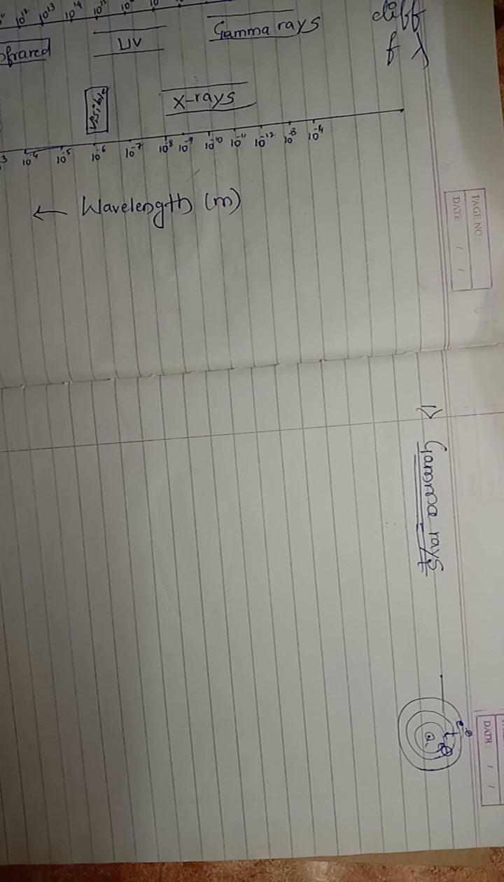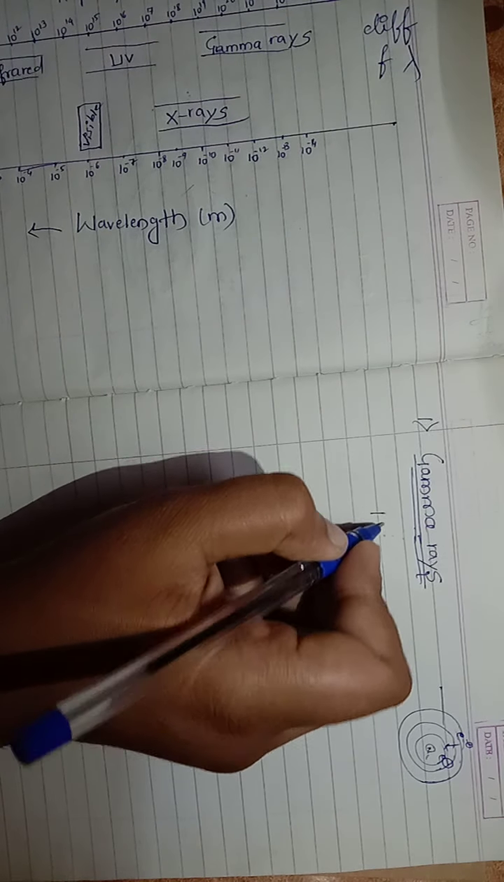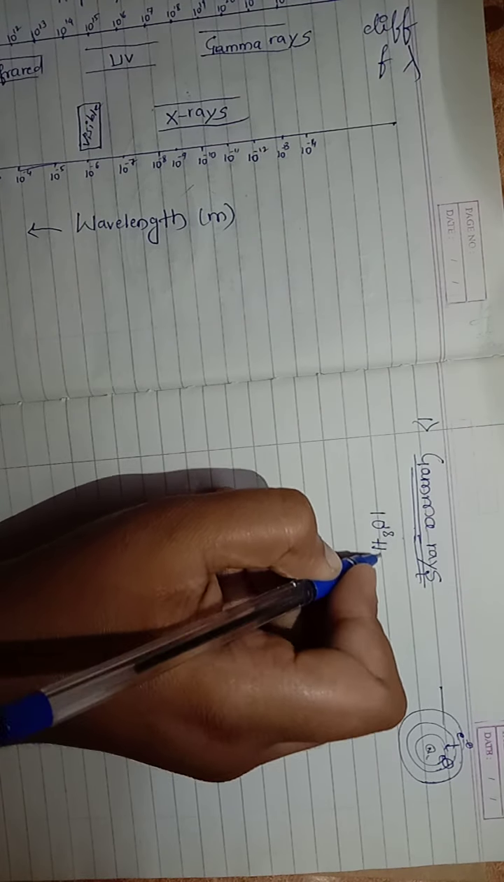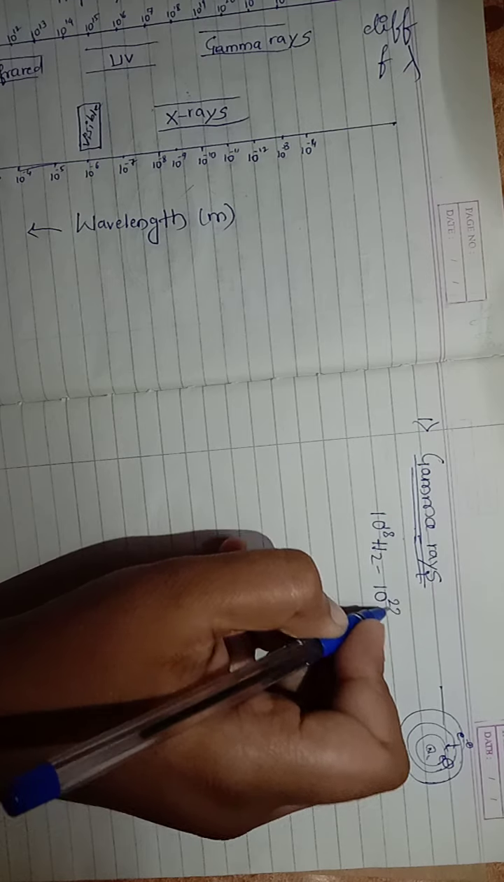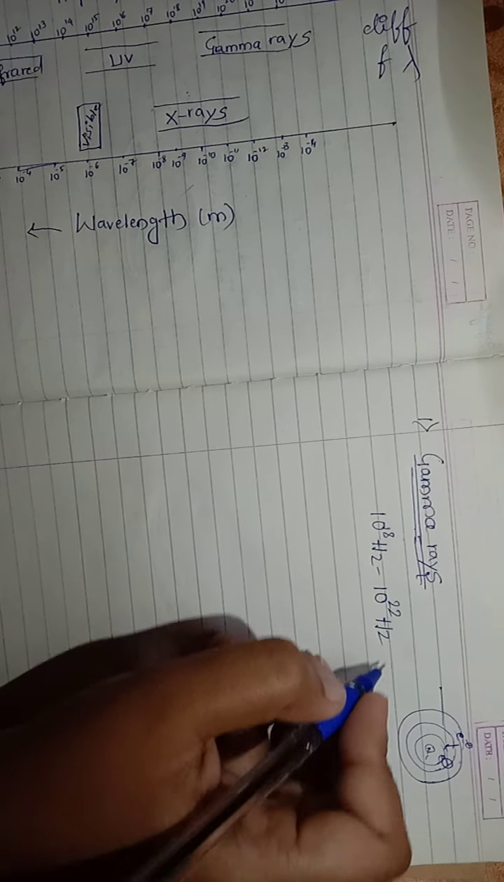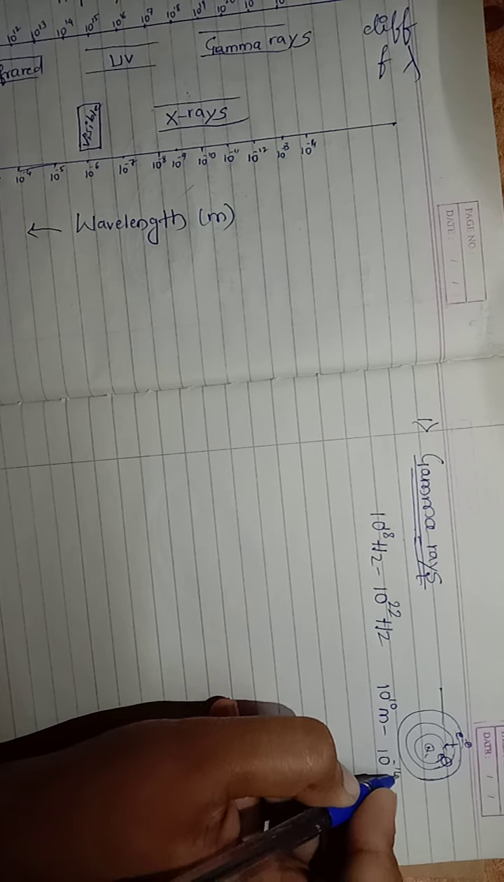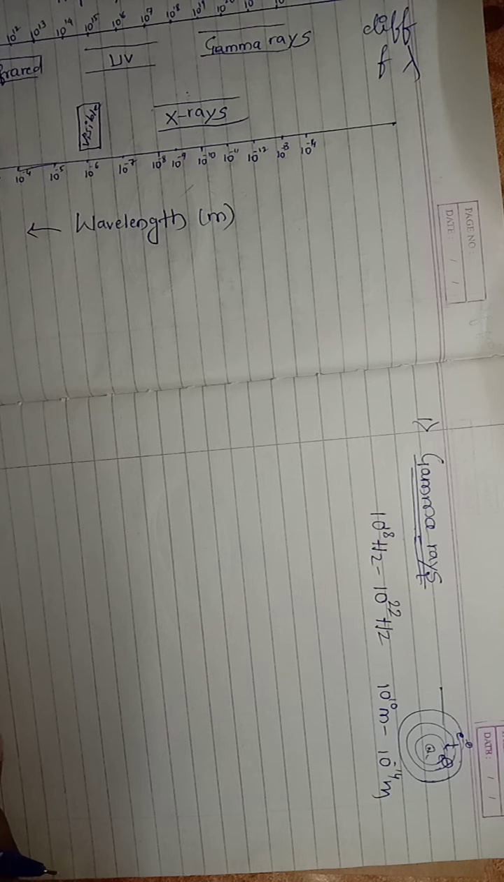And already you know the gamma rays have a frequency in the range 10 raised to 18 hertz to 10 raised to 22 hertz, and they have a wavelength in the range 10 raised to 10 meter to 10 raised to minus 14 meter. Understood?